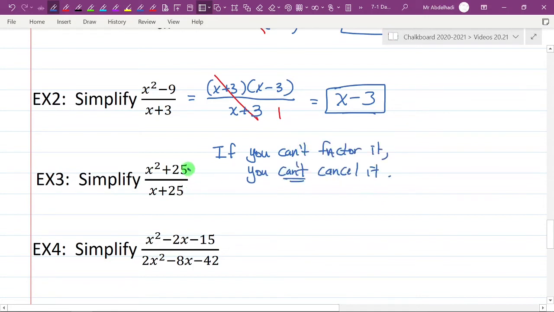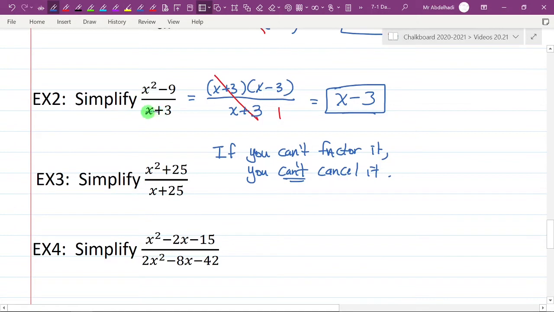So you might say, hey, there's a 25 here, there's a 25 here. Well, can you factor a 25 out of the top? No, because there's not a 25 in both terms. Can you factor a 25 out of the bottom? No. If you can't factor it, you cannot cancel it. That's a rule that you need to learn before you leave Algebra 2 and go to pre-calculus, or even just for the rest of this year too. So only cancel out things that can be factored out.